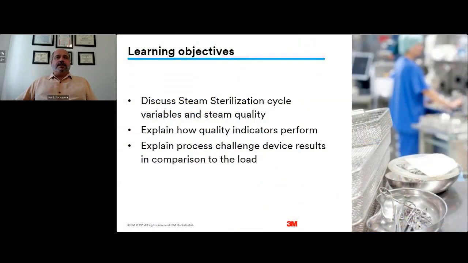So today I'm going to start by discussing the steam sterilization cycle, what the variables of the cycle are, and what we need as steam quality in the chamber. Also, we'll explain how indicators perform, or how they react to these variables during the cycle. And then explain process challenge device results in comparison to the load. Because keep in mind that we are using this process challenge device, this PCD, inside of the chamber that has our load in there. And what does that PCD tell us as related to the load?